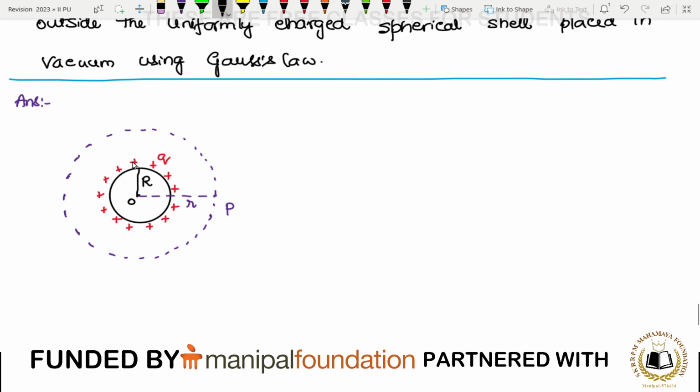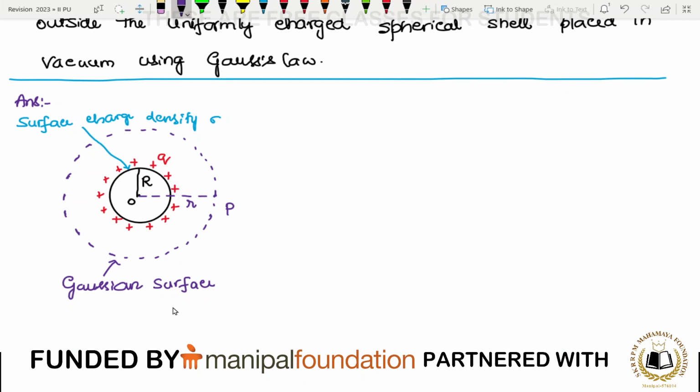And this sphere's surface charge density is sigma, but you are not using that term. Okay. Now this one is called a Gaussian surface.